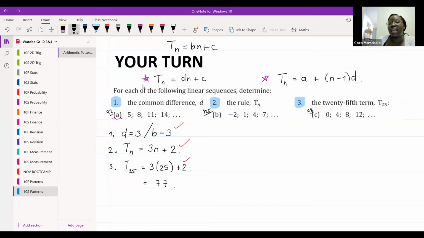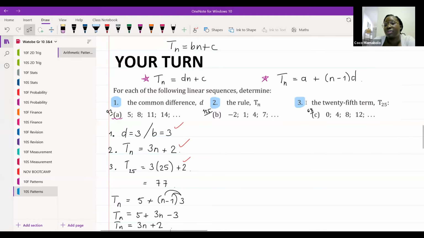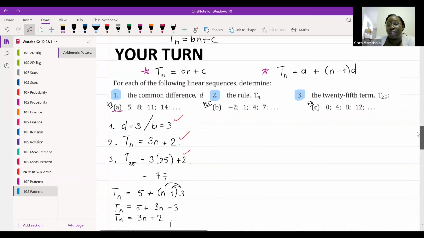Okay, for those of you who use the other formula, the 3 is the common difference. If you said Tn is equal to 5 plus n minus 1, open brackets, 3, close brackets, and then you distributed, we should get 5 plus 3n minus 3. So Tn is equal to 3n plus 2. You can use either of those, whichever one works for you. It stands for the common difference.